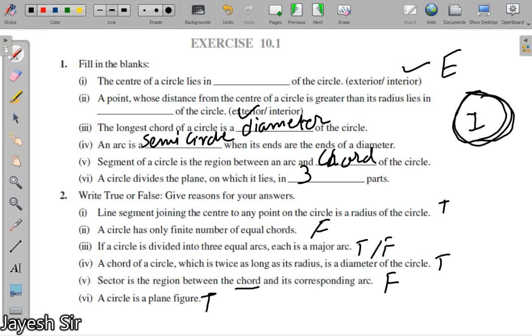A circle is a plane figure. Quite correct, true. Plane figure means it is drawn on a plane, like this plane sheet, a 2D figure. A circle is drawn on a plane.